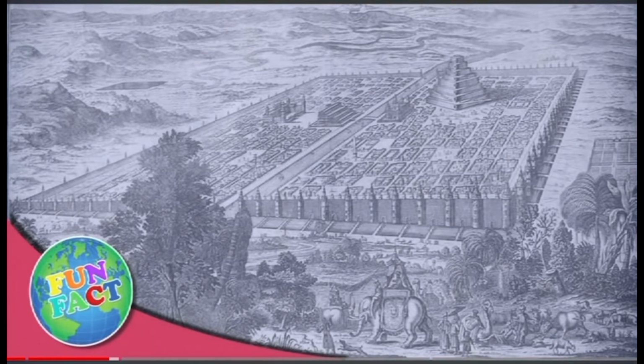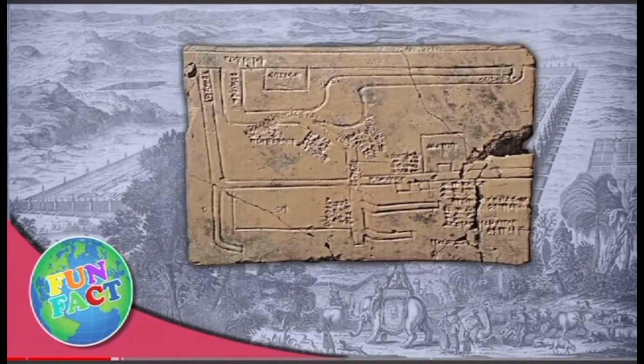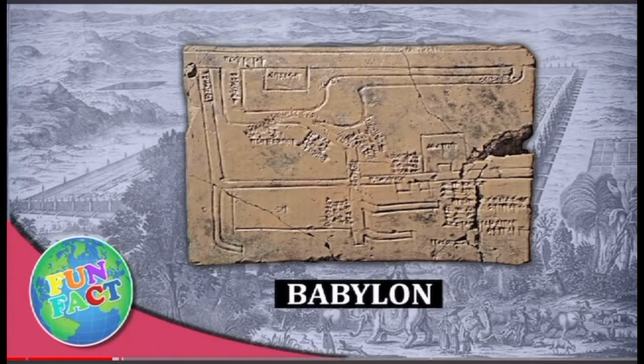The oldest known map in the world was made around 25,000 BC in a place called Babylon. We now call it Iraq. It was drawn on a clay tablet.